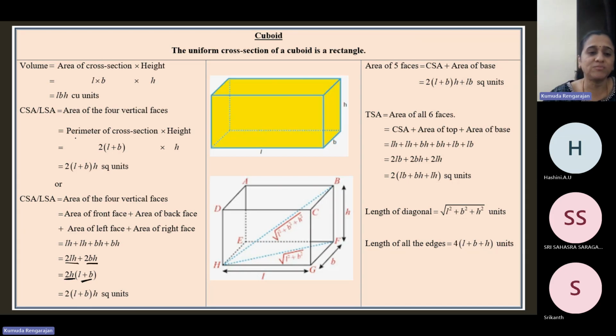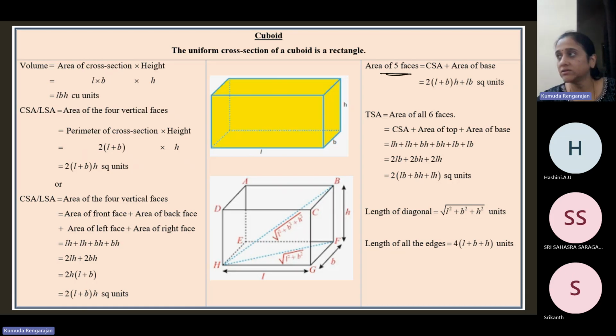See, in this formula, it is perimeter into height, so H comes behind. Here, we take out the common factor. Both are the same, I told. Because it's perimeter into height, H comes behind, so it is 2 into L plus B into H. But here, we are taking out the common factor, but both are the same. 2H is common in bracket L plus B. So you can also say 2 into L plus B into H square units. So this is about the lateral surface area of a cuboid.